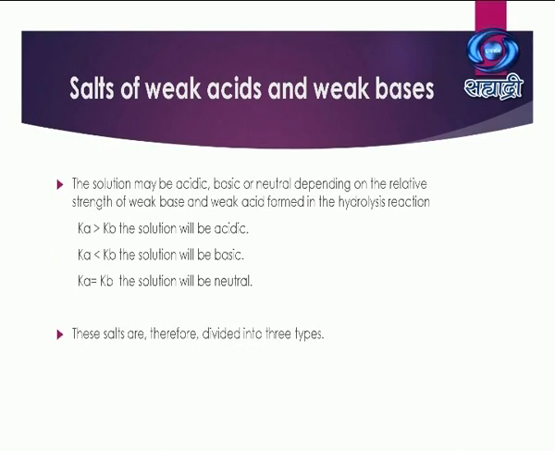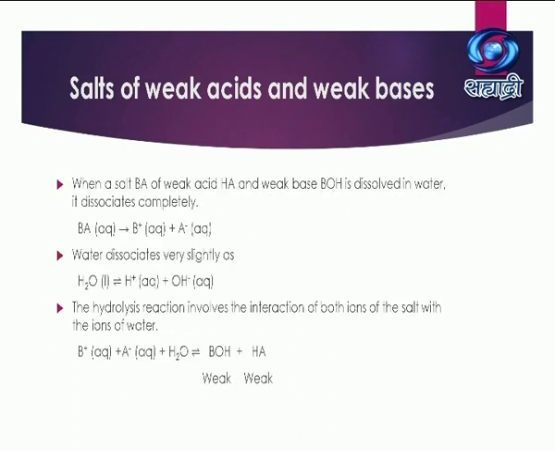Now in this case, the nature of the solution can be acidic, alkaline, or neutral. It depends on the relative strength of the weak acid and weak base formed in the hydrolysis reaction. Now, if Ka is greater than Kb, consider this equation again. In this case, both are weak, so we do not know which one dissociates to a larger extent, whether BOH or HA. If BOH dissociates to a larger extent, what will happen?